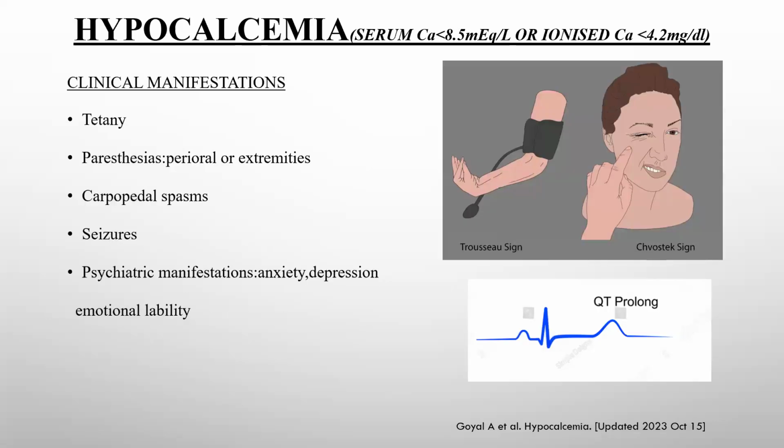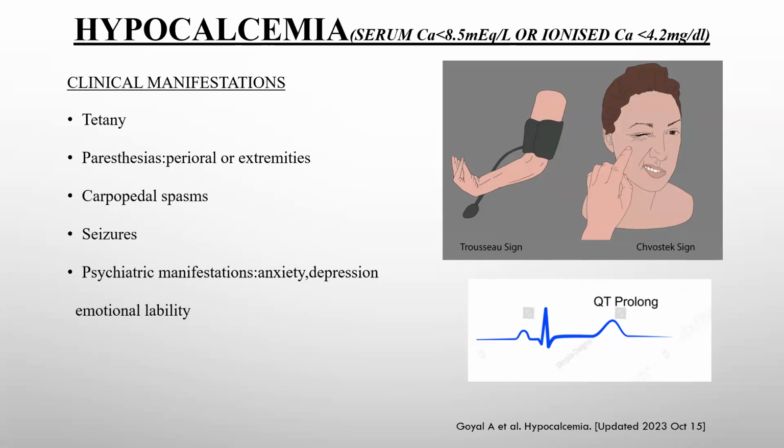Coming to calcium, the normal calcium level is 8.8 to 10.5 milligrams per deciliter, and the normal ionized calcium level is 4.5 to 5.5 milliequivalents per liter. When the serum calcium is less than 8.5 or the ionized calcium less than 4.2, we call it hypocalcemia. The clinical manifestations include tetany, perioral paresthesia or in the extremities, carpopedal spasm, seizures.